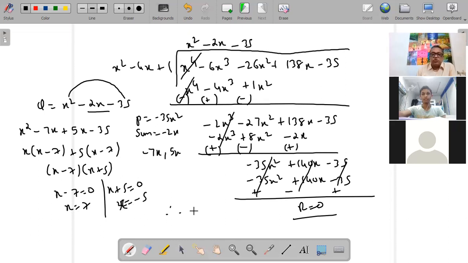So therefore, 2 zeros were already given to us. What were the 2 roots? 2 plus root 3, 2 minus root 3. Now we have got 2 more, 7 and minus 5. So we've got all alpha, beta, gamma and delta. There is also a solved example, that also please go through. There are 3 questions of this type in the whole book, and it's important that you do all the 3.